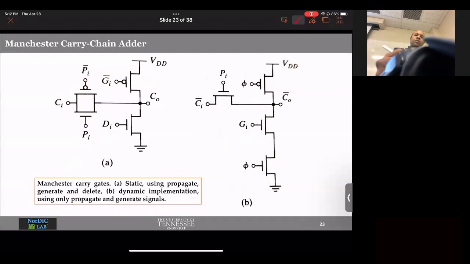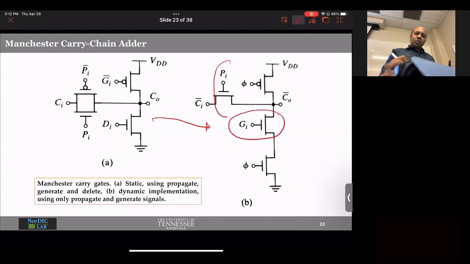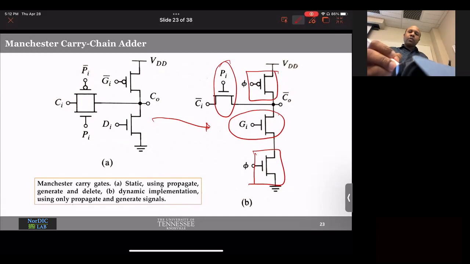And by the way, just to give you some sense, dynamic logic design is actually always interesting and people think about it. This is the same logic gate implemented in a dynamic fashion. You see, you have generate, propagate signals. You don't need to use the delete signal. There is a reason, but these PMOS and the other PMOS are the signature of dynamic logic. Am I making sense? I don't want you to worry too much about it.